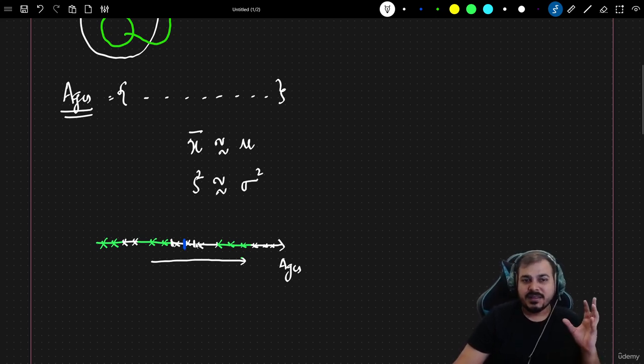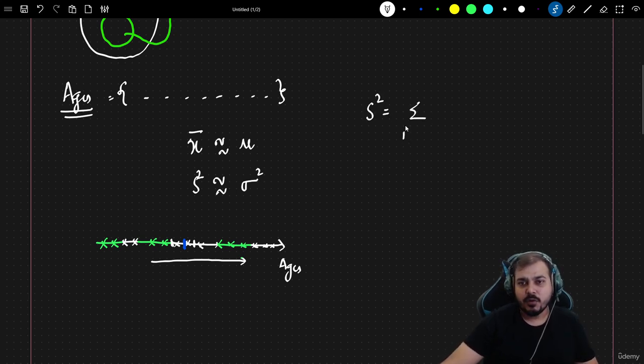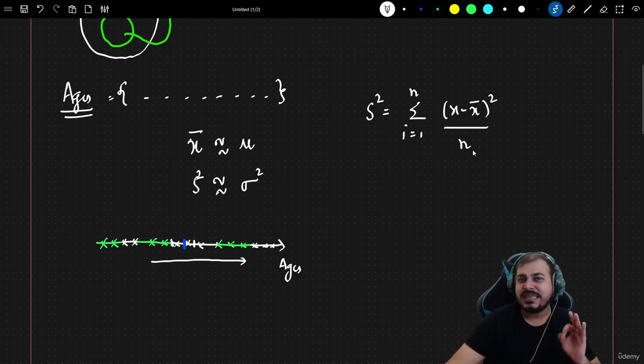Now what if there is a scenario, and let me just write down the formula of the sample variance. Right now I've told you it is the sum from i equal to 1 to small n of (x minus x bar) whole square, divided by small n. Actually this should be n minus 1. For right now I'm just keeping it as n.